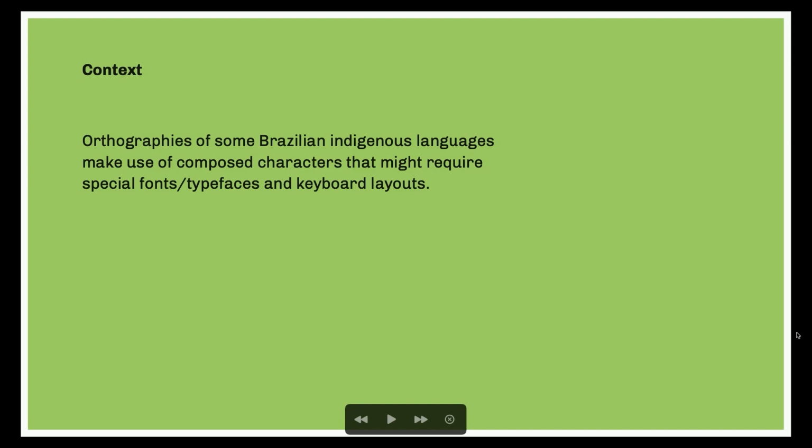from big centers. And the biggest issue with most of these orthographies is that they make use of composed characters to mark positioning and things that are not very straightforward to do with the cell phone, and especially with the Brazilian Portuguese keyboard.